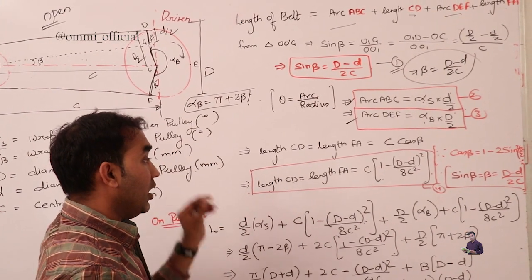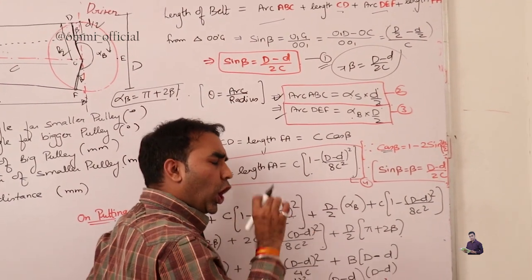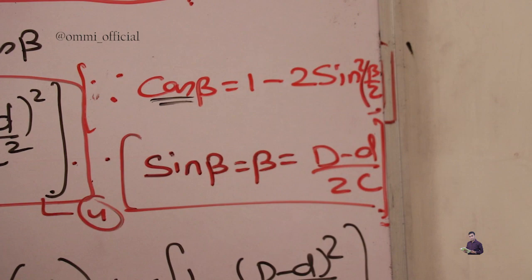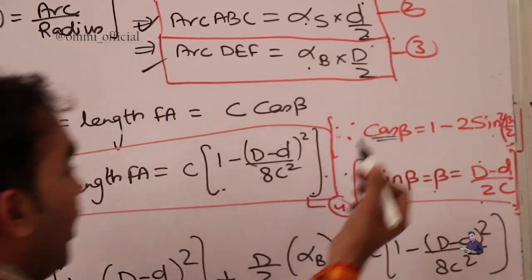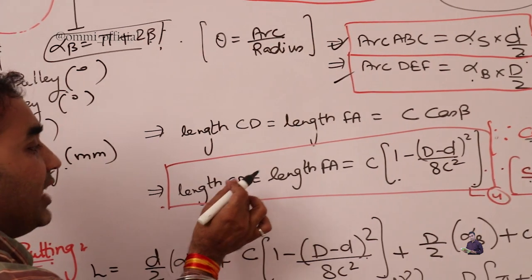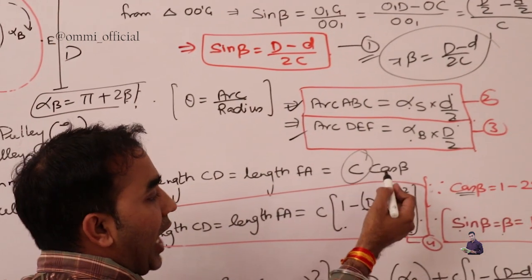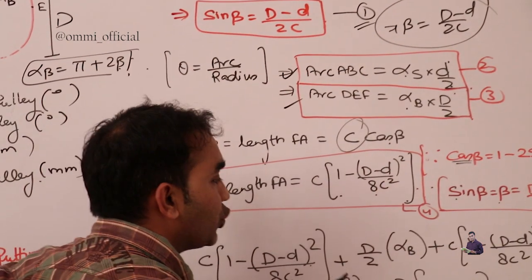But before that, remember one thing, we want cos beta. Cos beta will become, by means of the formula, 1 minus 2 sin square beta by 2. So sin beta is your (D minus d) by 2C. Putting the value here, we have got it. Length CD or length FA is equal to C, this is your C, and cos beta is square root of 1 minus ((D minus d) by 2C) whole square.